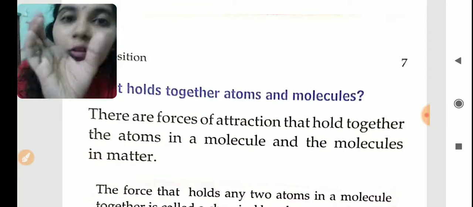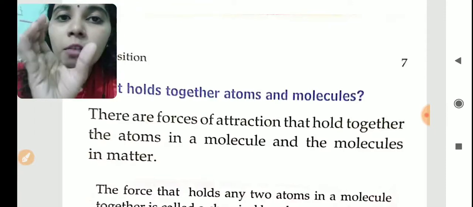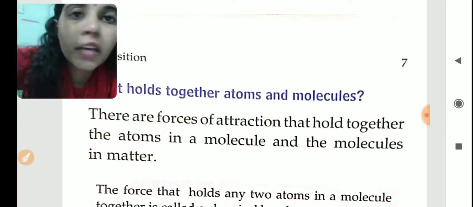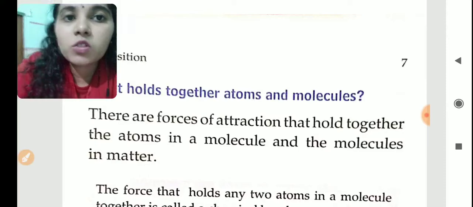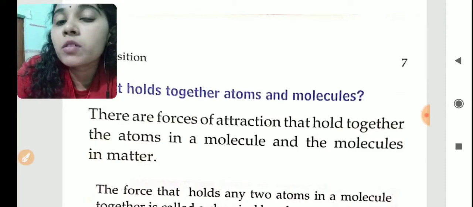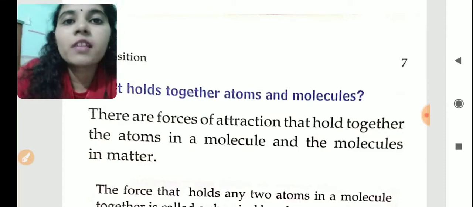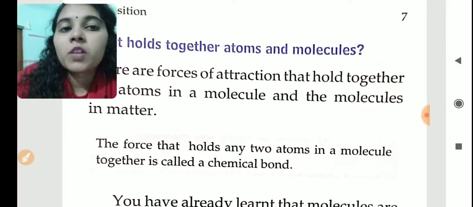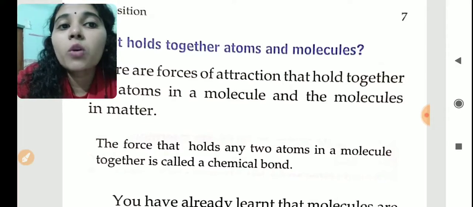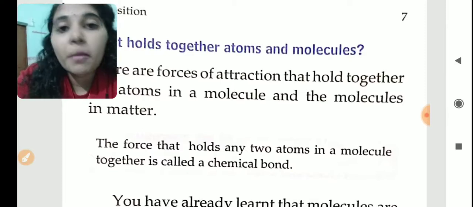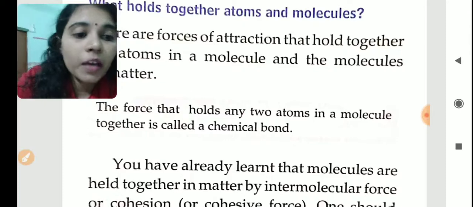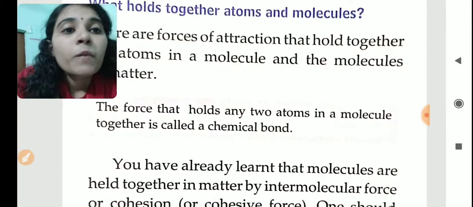Because of that force of attraction, the atoms and the molecules are not going anywhere. They are staying there only. Why? Because of the force of attraction. So what holds together atoms and molecules? Force of attraction is holding the molecules. The force that holds any two atoms in a molecule is called a chemical bond. Chemical bond is another name for the force of attraction.